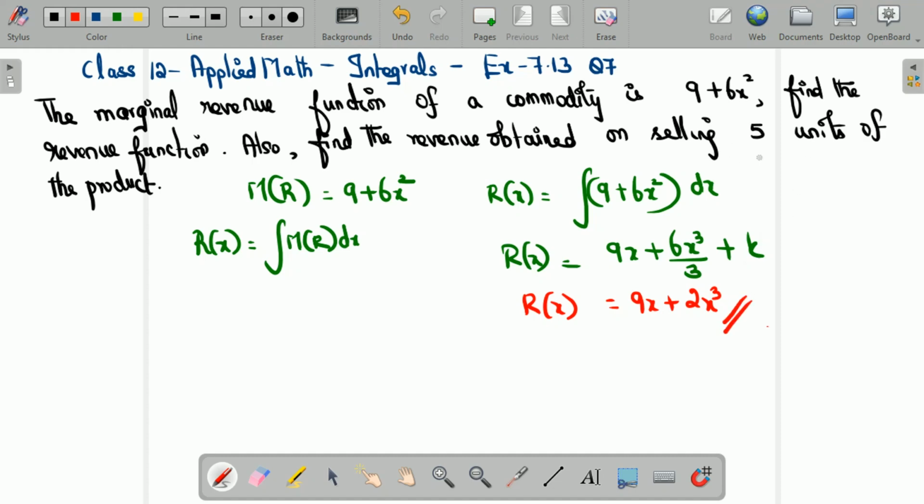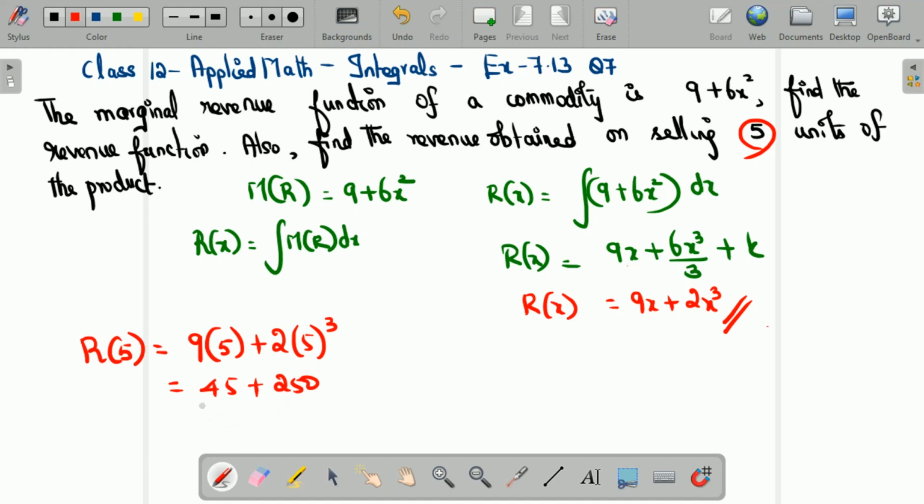Now, the question also says, find the revenue obtained on selling 5 units, which means they're asking you what is R of 5. So, wherever there is x, we are going to substitute 5. So, 9 into 5 plus 2 into 5 cubed. This is 45 plus 5 cubed, which is 125, into 2 is 250. So, 250 plus 45. The final answer is going to be rupees 295.